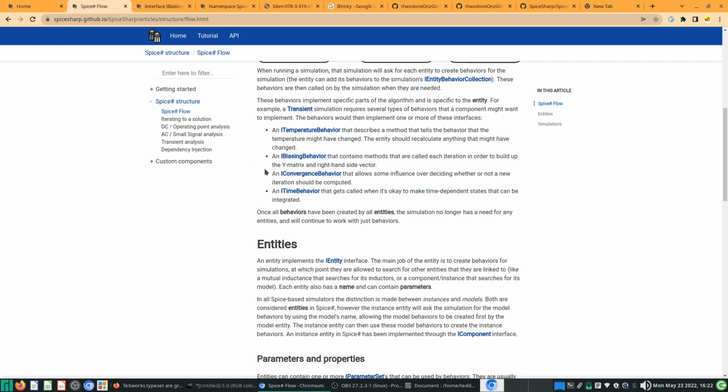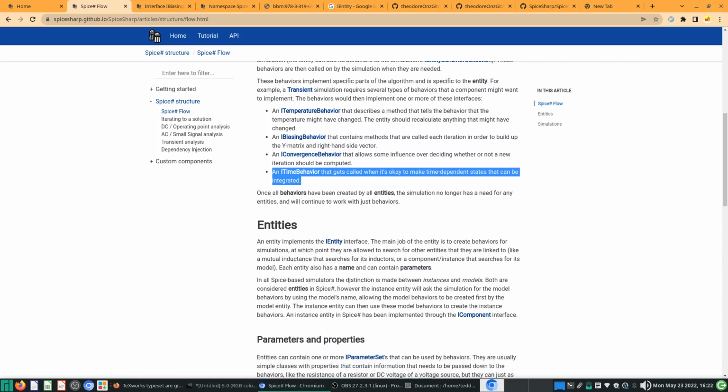The rest of these two are basically about whether we should iterate a new thing. There is a convergence behavior and a time behavior. Time behavior gets called when it's okay to make time dependent states that can be integrated. At the moment it looks like it's more for transient simulation, so don't hold me to that. But that's what it looks like at the moment.